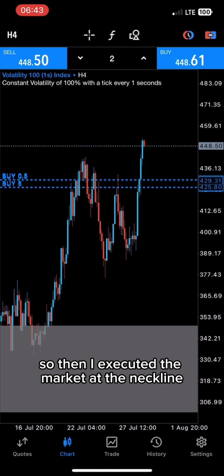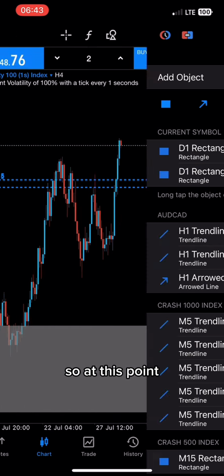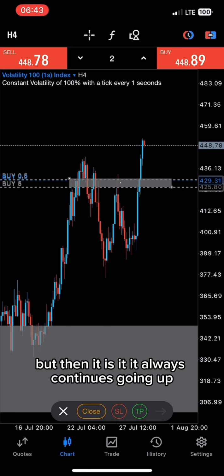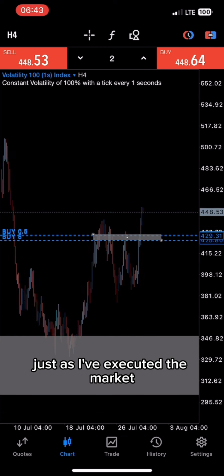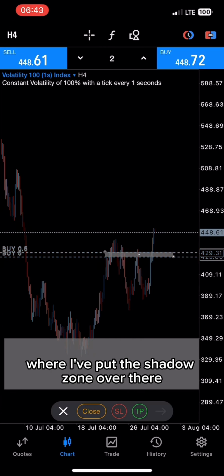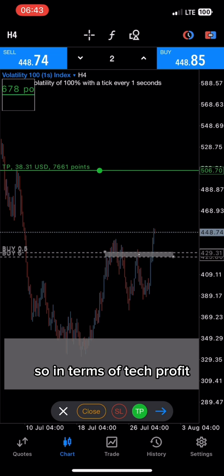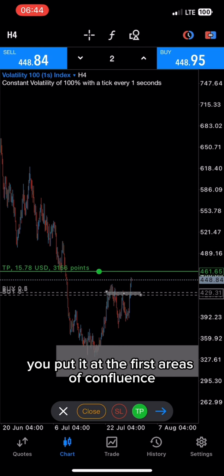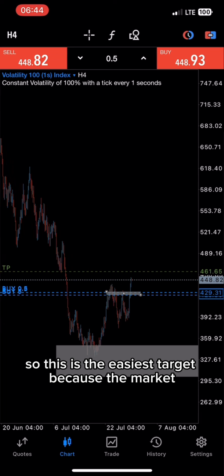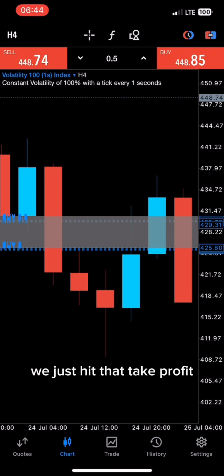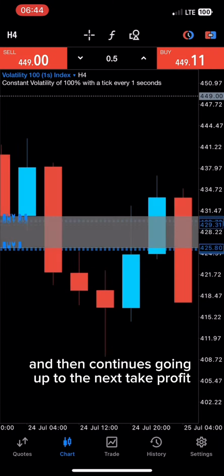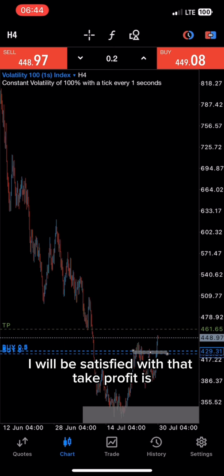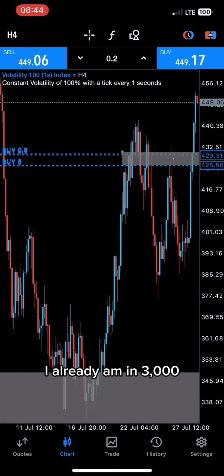So this was the double bottom that I've said in H4. It is clear. So I executed the market at the neckline. So at this point, the market can just do a little bit of a retest, but then it always continues going up, just as I've executed the market where I've put the shadow zone over there. So in terms of take profit, like I always say, guys, you put it at the first areas of confluence. So this is the easiest target because the market will just hit that take profit and then continues going up to the next take profit. However, I will be satisfied with that take profit as I already am in 3,000, which is a lot.